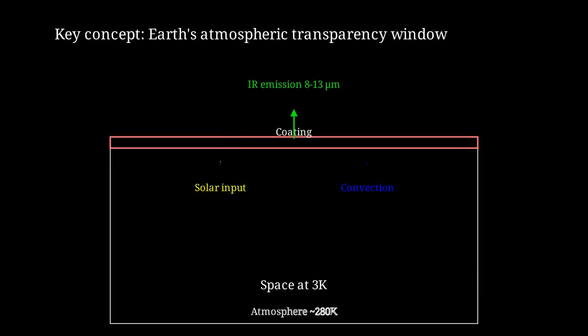Here's the energy balance. The coating emits infrared radiation toward cold outer space at 3 Kelvin, while simultaneously reflecting solar radiation and exchanging heat with the ambient air through convection.